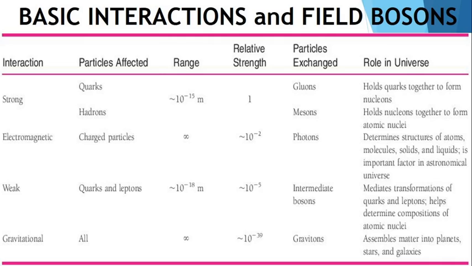Now the last interaction, gravitational interaction, is affected by all the particles and has infinite range. The relative strength is 10 raised to minus 39, and when a gravitational force exists between two masses, a particle called the graviton gets exchanged between these masses, and the graviton is a particle of spin 2. This is the gravitational force that assembles matter into planets, stars and galaxies.